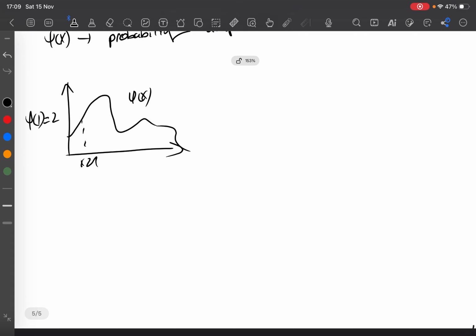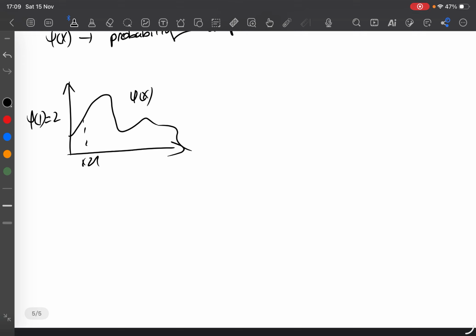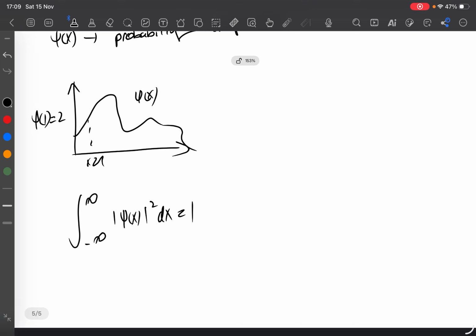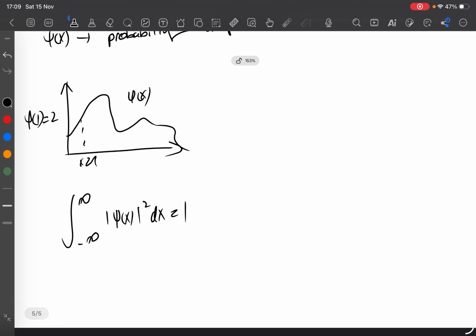Alright, let's go over the main concept, which is normalizing. The key idea is that the integral from x equals negative infinity to infinity of the wave function squared dx equals 1. The reason it's like this is because this 1 represents the total probability.